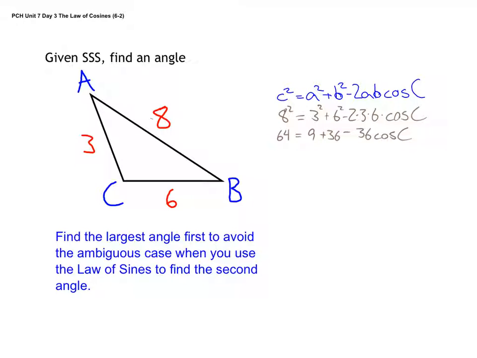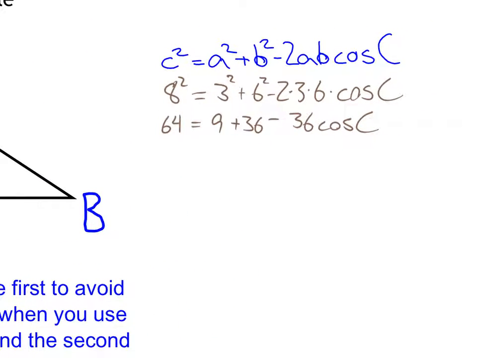Yeah. Here's the thing, guys. When we have this, and we're trying to solve this, this goes back to last unit. You have 64 equals 45 minus 36 cosine of C. You cannot subtract the 45 minus 36. That's right, it's 36 times the cosine of C. If it was 45 minus 36x, it's just like a 45 minus 36x. You can't combine them because they're not like terms.